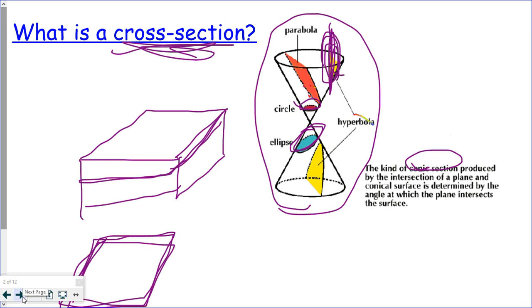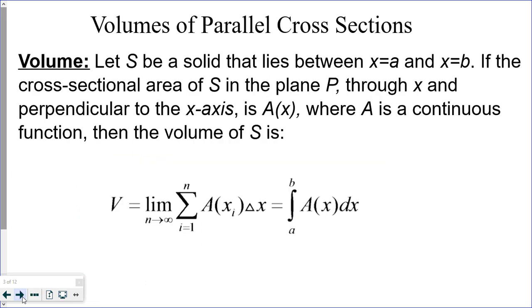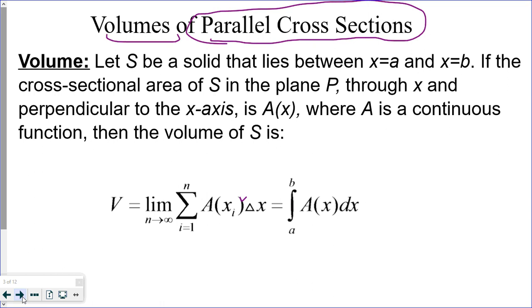All right, well, how does a two-dimensional cross section equate to volume? Well, let's talk about it. The volumes of parallel cross sections, that's exactly what we're talking about here.